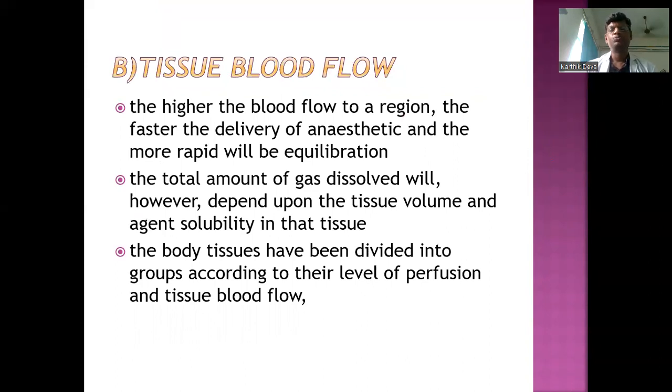Tissue blood flow. The higher the blood flow to the region, the faster the delivery of the anesthetic agent, the more rapid the equilibration, and the higher the anesthetic concentration. The total amount of gas dissolved will, however, depend upon the tissue volume also, and the agent solubility in the tissue. The tissues have been divided according to their level of perfusion and tissue blood flow.